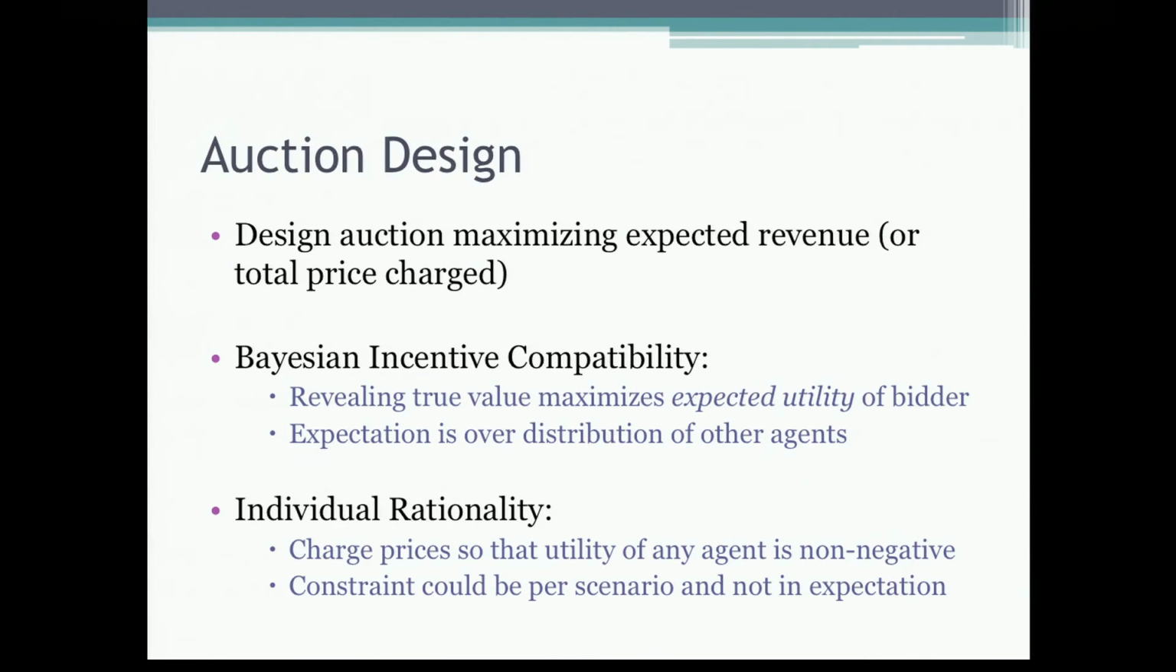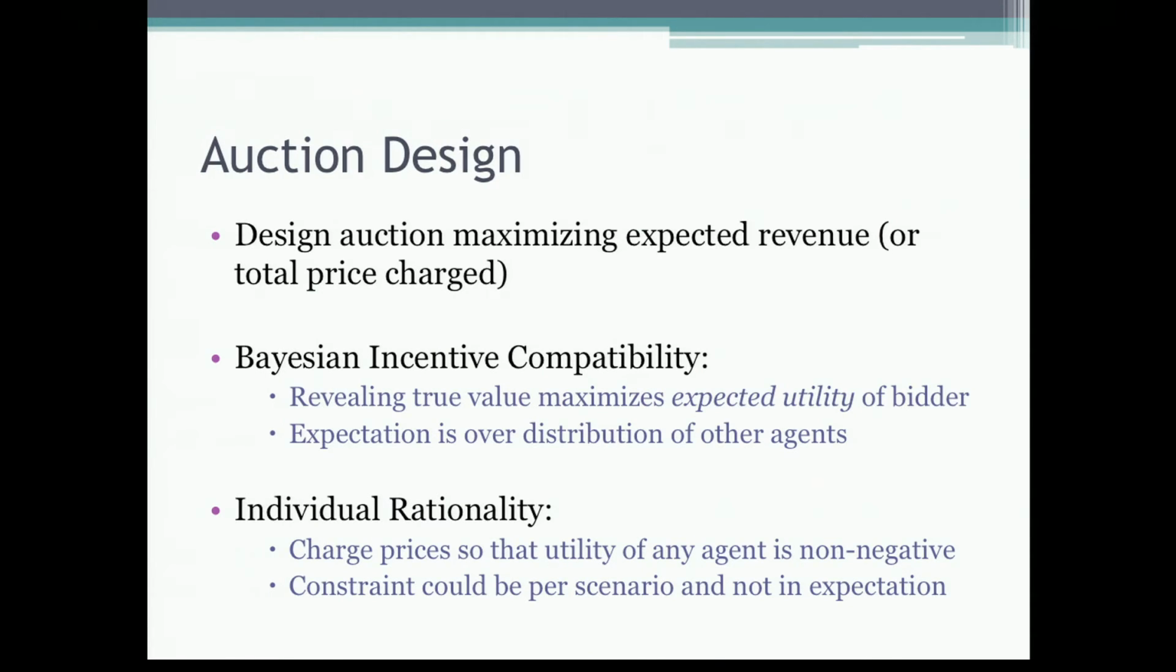And it should be rational, meaning that the allocations and prices are such that every agent's value is at least the price that it pays. I mean, you don't want to allocate him something and charge him a huge price, because then his utility might be negative. And this constraint need not be an expectation. It could be that, regardless of what else happens in the system, the utility of every agent has to be non-negative. You can think of these as constraints that the allocations and prices should satisfy. And subject to that, you want to maximize the expected price that is charged. The expectation is over the distributions of the agents' values.